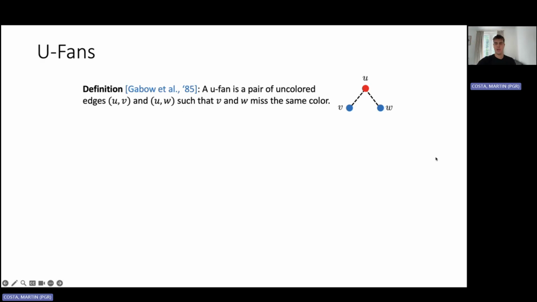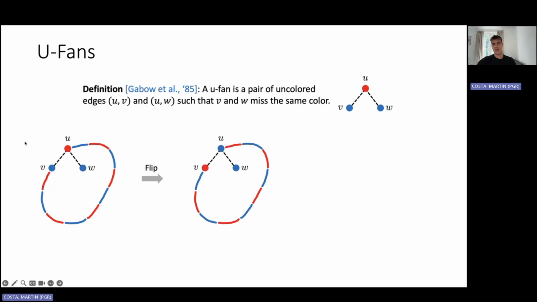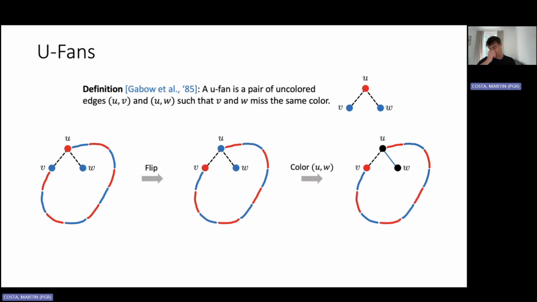And the idea now is that if we have this U-fan object, and we consider the red-blue alternating path starting at V, if it does happen to end back at U, we can still flip this path, and we still make progress, because after flipping this path, this edge UW is now missing the same color at both of its endpoints, and we can color this edge UW with this color blue, okay?